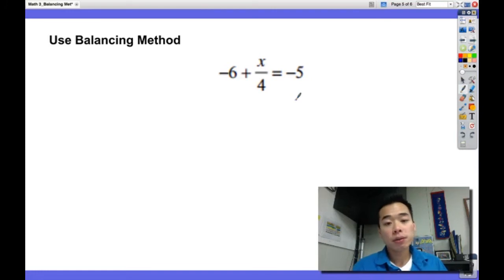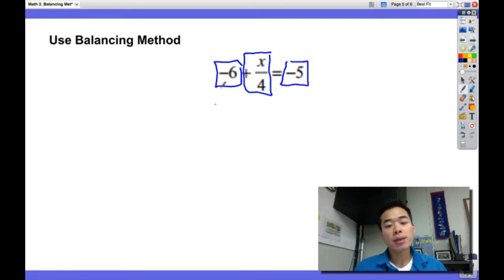Okay, so the first thing I'm going to do is box each term using the balancing method. What I know is that I have a negative 6 plus a number divided by 4 is equal to negative 5. The balancing method tells me that I need to get rid of whatever is farthest away from the variable or not attached to the variable. This negative 6 is not attached to the variable at all. It's not in the box with the x.